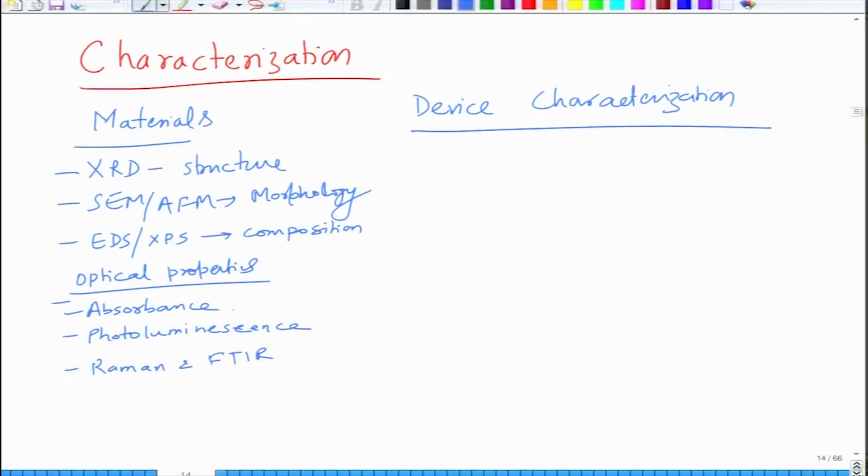Optical properties like absorbance are necessary to be examined. You need to know the absorbance of the material, what wavelength range the material absorbs in, and you can also determine the band gap from this, for example. So, band gap can be determined.